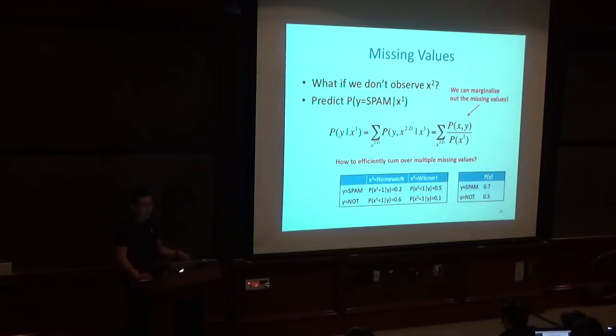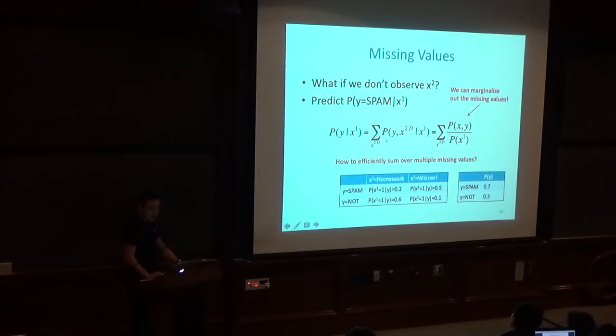Okay, so now let's talk about traditional missing values. In a traditional missing value, we're going to predict p of y given a subset of the x's and not all the x's. In other words, suppose we have two x's, x1 and x2, and we have a y that's binary, spam or not spam, and we only observe x1 but not x2. So we want to predict p of y equals spam given only x1. Okay, so here's how it works.